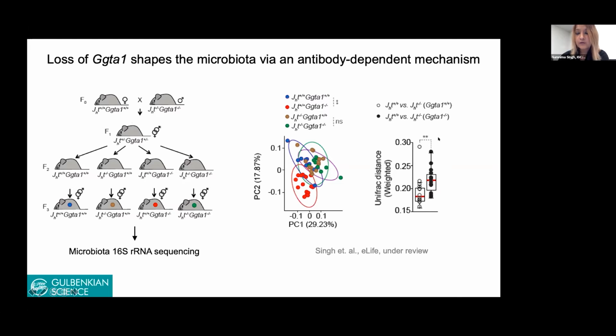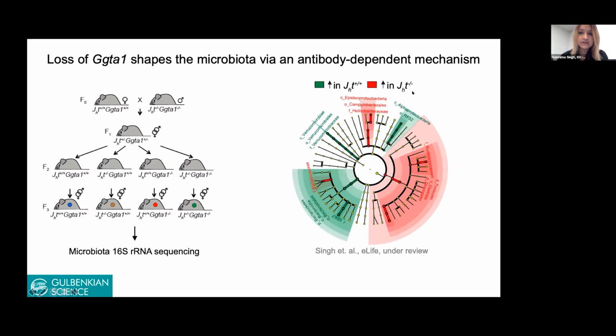Now, within the knockout mice, in the absence of antibodies here, you can again see an enrichment of the Helicobacteriaceae family, which contains several pathobionts.